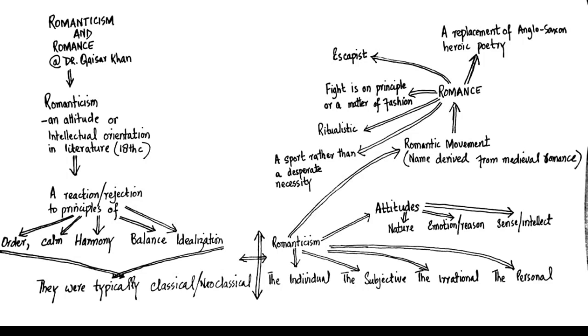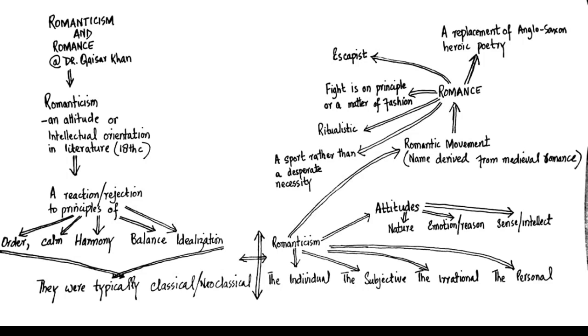So there we see that in the beginning was Anglo-Saxon poetry, to which romance emerged as a contrast, or as an alternative. And then in the 18th century we see that there was classicism, and classicism was confronted by a different attitude toward literature, and that was in the shape of romanticism.